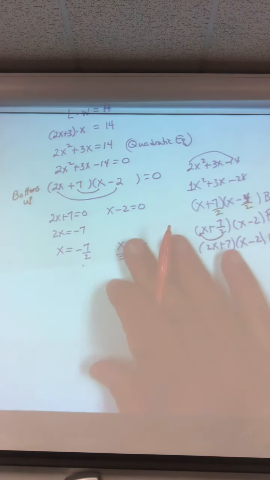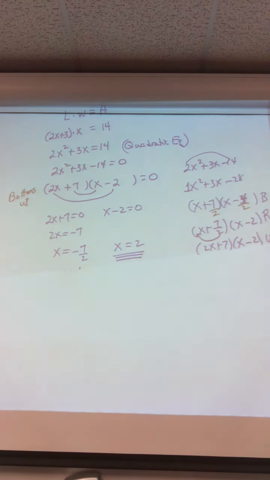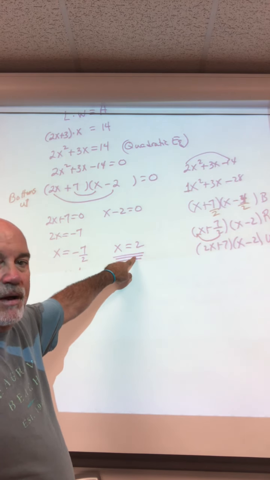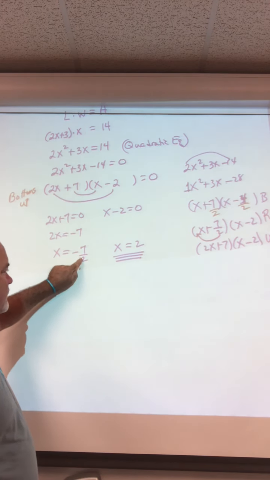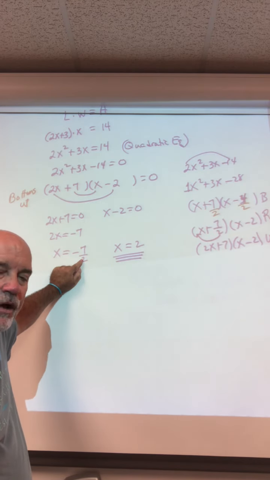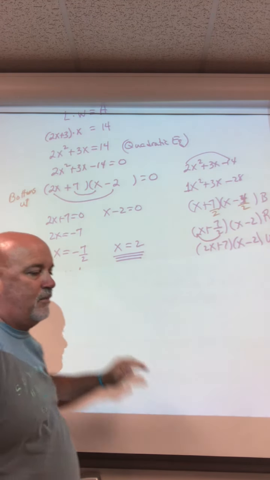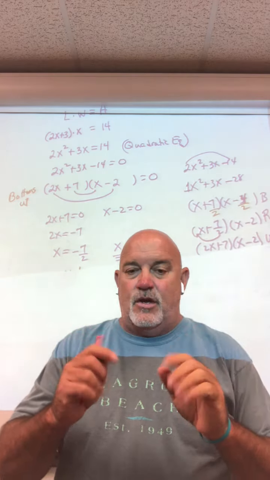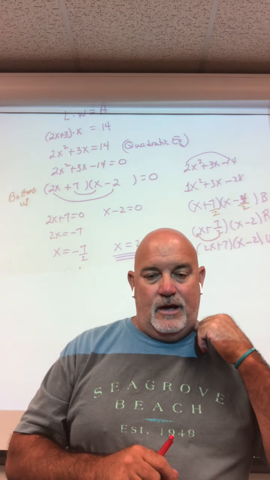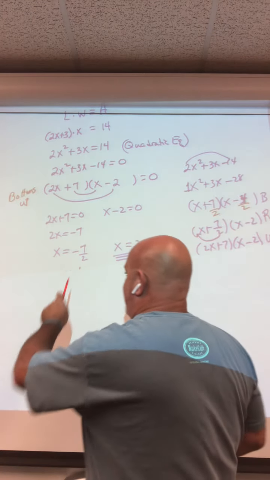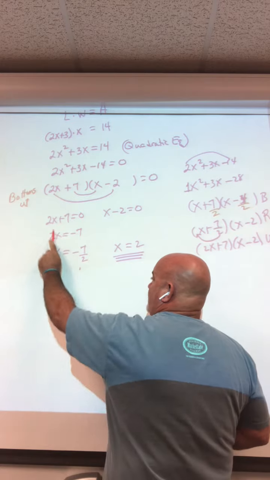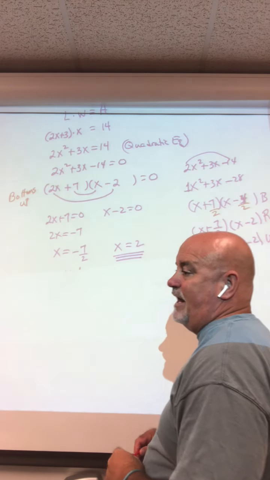Now, have we found X? Yes, we have. This one and this one. But it turns out that this one right here can't be possible, because what does X represent? It represents how wide something is. When you measure something, can it ever be negative? No. So this answer for the width, because it's negative, is not possible. So I can exclude that answer.